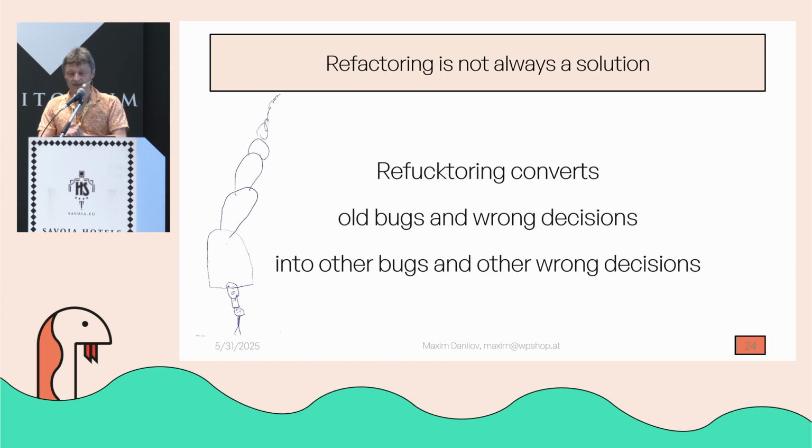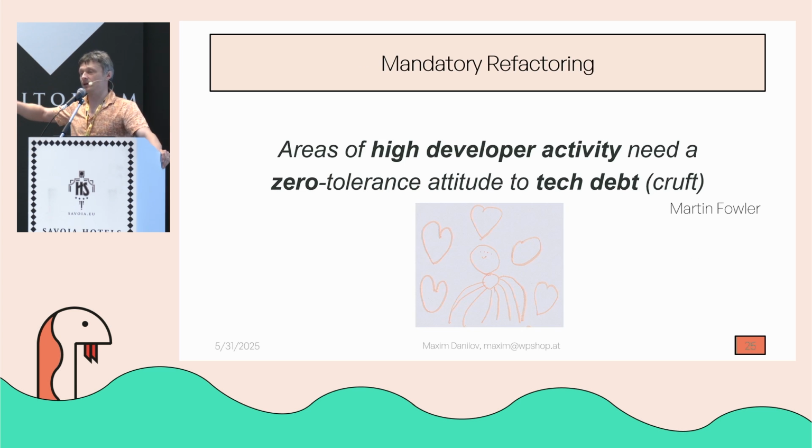Okay, but refactoring is not always a solution. Refactoring converts all bugs and wrong decisions into other bugs and other wrong decisions. And let's go to famous persons. Martin Fowler says, areas of high developer activity need a zero tolerance attitude to tech debt. It's important. Does somebody know about high developer activity in your project? Somebody measures it. Somebody.